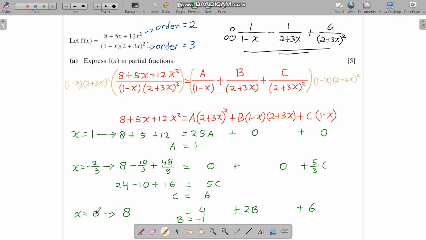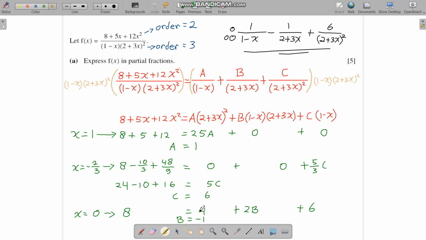And for the b coefficient, we can use any random number, so we're just going to use 0, the simplest one. Plug in 0, we get just 8 on the left, and plug in 0, we get 2 squared 4, so 4a, but the a is 1, so just 4. Plug in 0, we get 1 times 2, which is 2, so we have 2b. Plug in 0, we get 1c, the c is 6, and therefore the b must be minus 1.